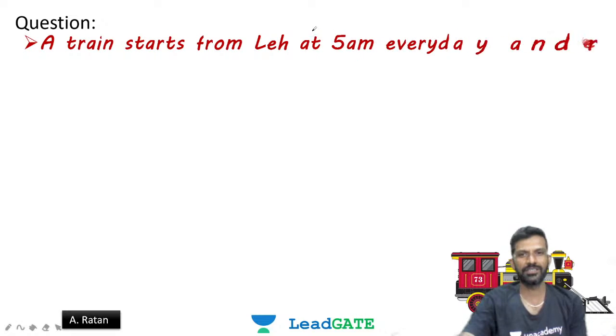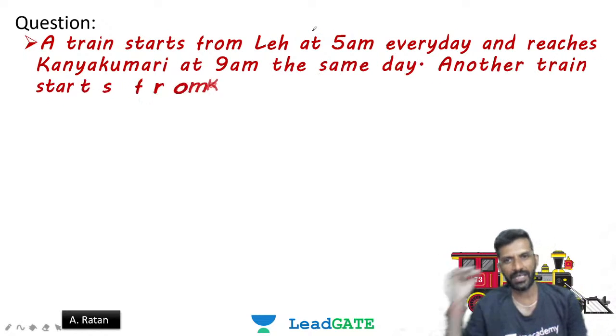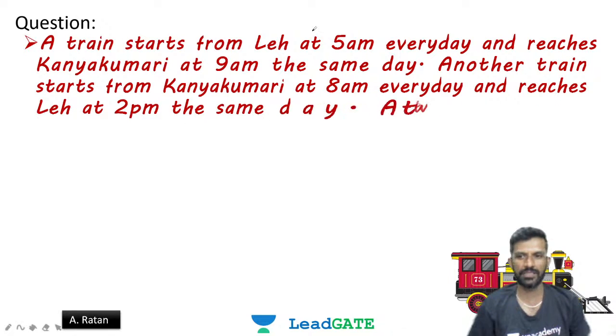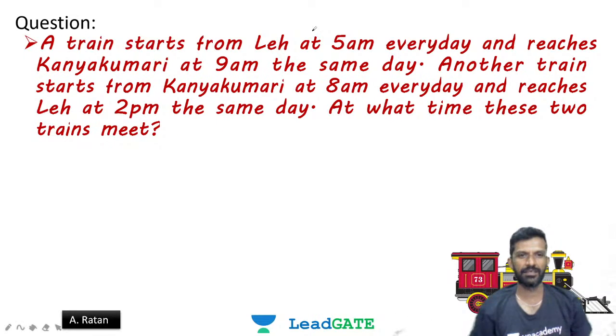Here the question is: a train starts from Leh at 5 AM every day and reaches Kanyakumari at 9 AM the same day. Oh my God, very fast train. It starts from Leh, the northernmost border of our country, and reaches Kanyakumari, the southernmost border of our country. Morning 5 o'clock it is starting and morning 9 o'clock it is reaching the same day. I think it is going parallel with the aeroplane. Another train starts from Kanyakumari at 8 AM every day and reaches Leh at 2 PM the same day. This train is also very fast, but not that fast. At what time will these two trains meet?